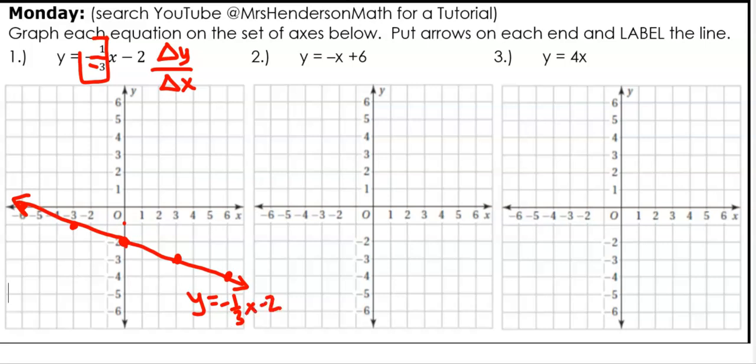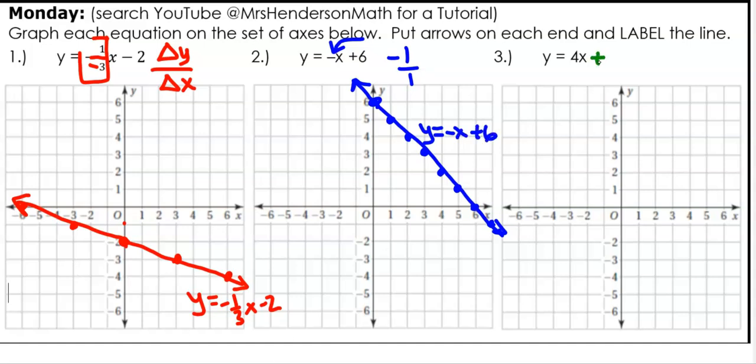Let's try number 2. The y-intercept is +6. The slope can't be seen, so that makes them invisible ones. -1 on the y-axis, +1 on the x. And we can continue this pattern until we reach the edge of the grid. Be sure to put arrows on both ends and label your line.